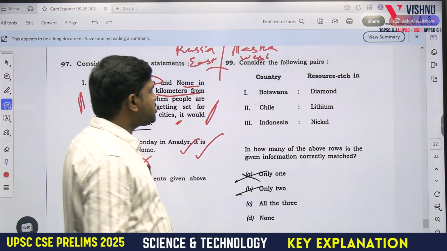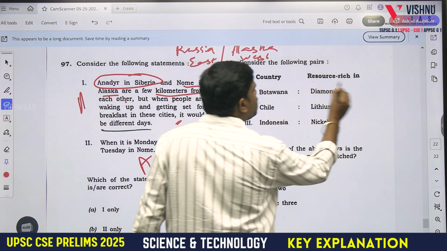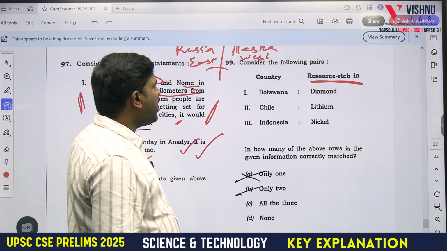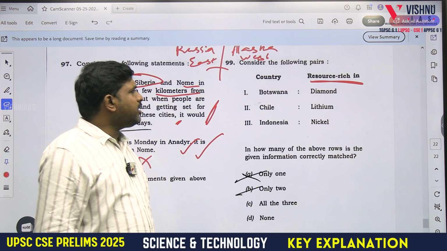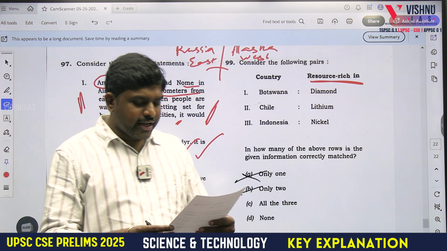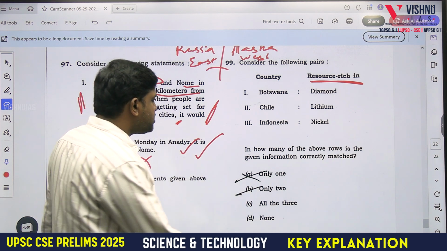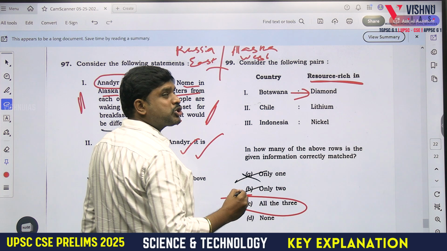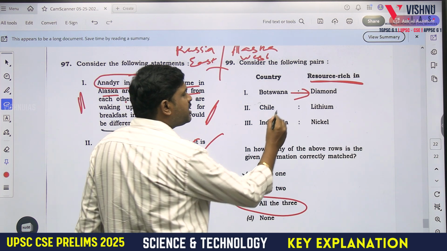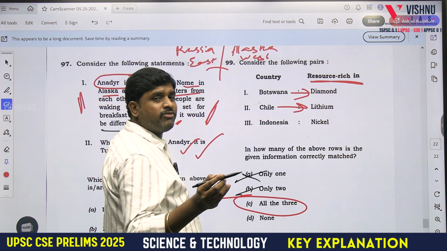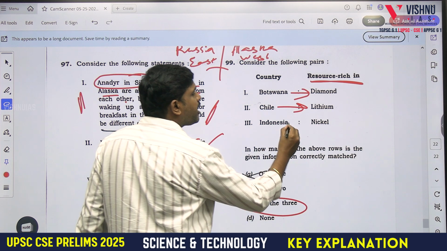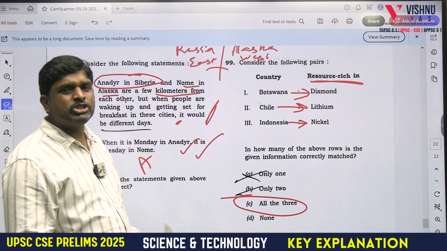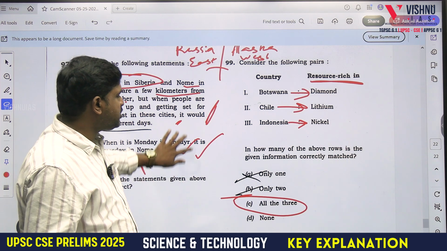Consider the following pairs. Resource rich in Botswana, Chile, Indonesia, nickel. Where they are resource rich, 99, all three are correctly matched. Yes, 99 C. Why? Because Botswana is good in diamond, and Chile is good in lithium. Recently, a lot of lithium reserves were found in Chile. Indonesia, nickel is very famous. That is the reason electric vehicles are playing a major role now, Chile and Indonesia.